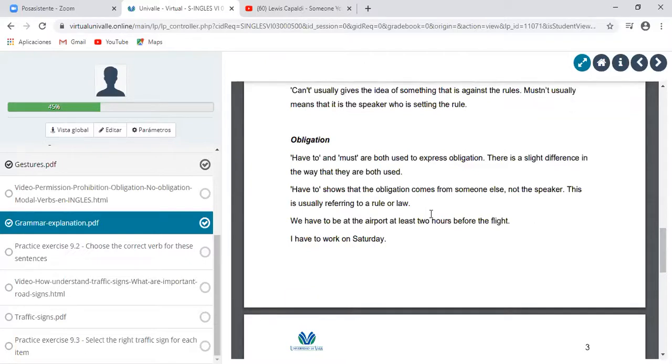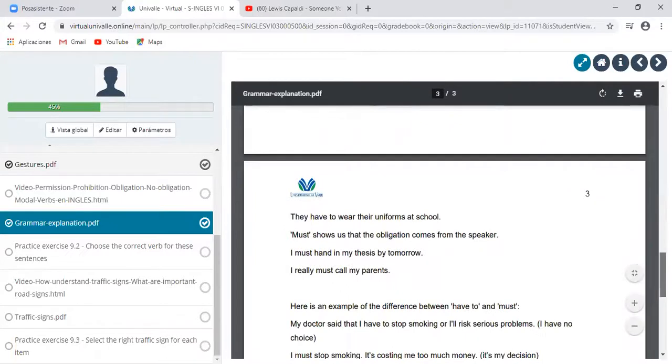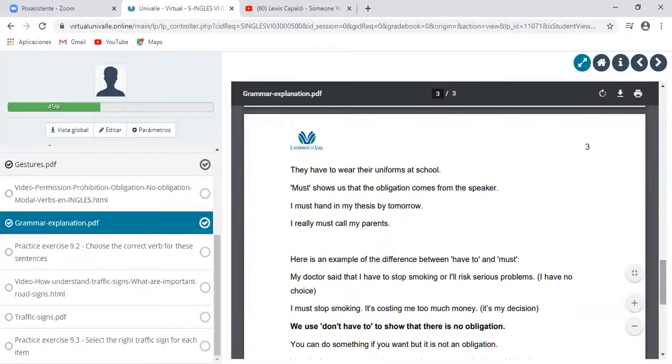We have to be at the airport at least 2 hours before the flight. I have to work on Saturday. Those are some examples. They have to wear their uniform at school. Must shows us that the obligation comes from the speaker. I must hand in my thesis by tomorrow. I really must call my parents.